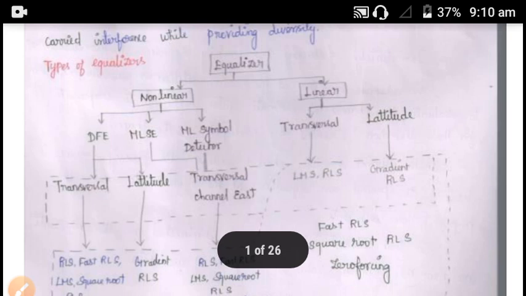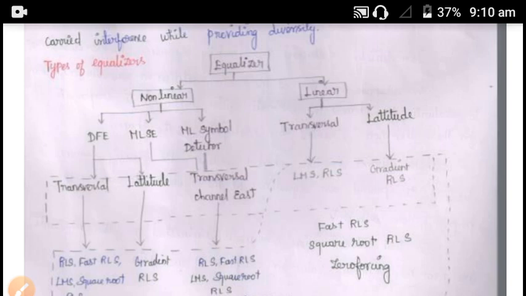The equalizer is classified into two types. What are they? Linear and non-linear equalizer. What is a linear equalizer? It is the equalizer in which the output is not used in the feedback path to adapt with the channel.